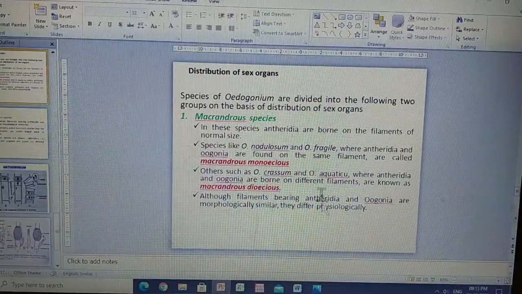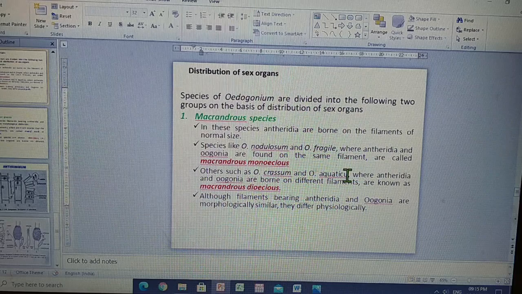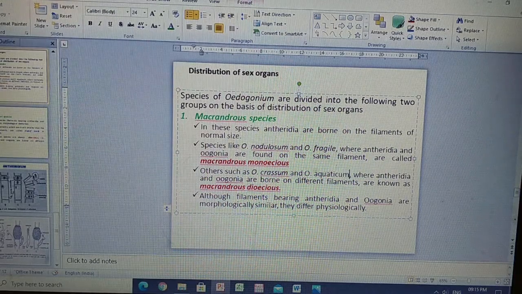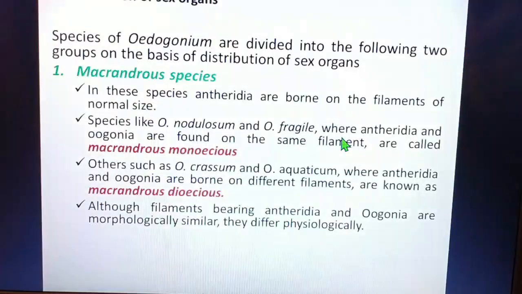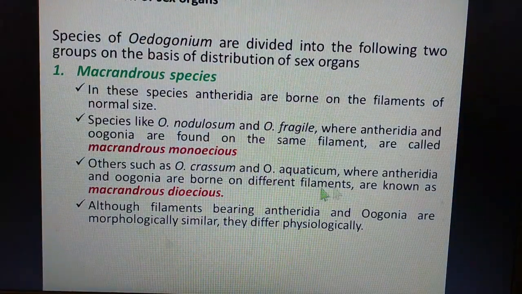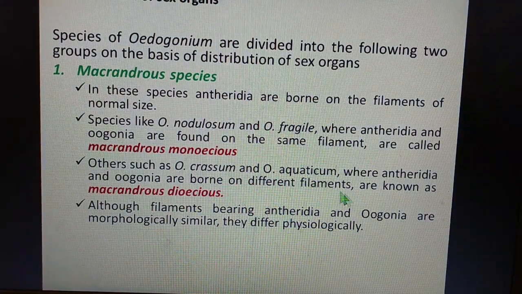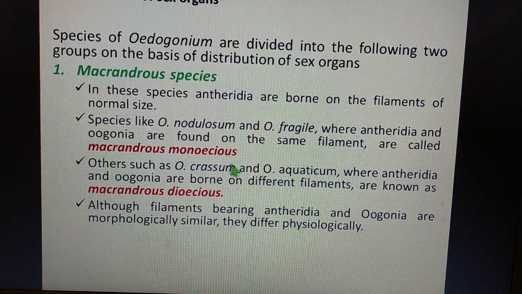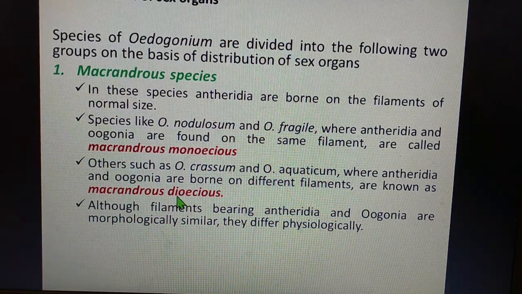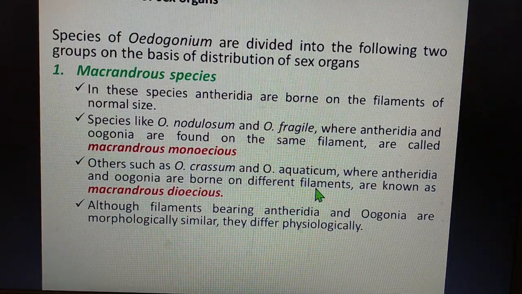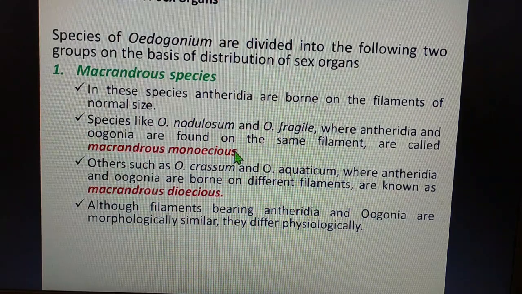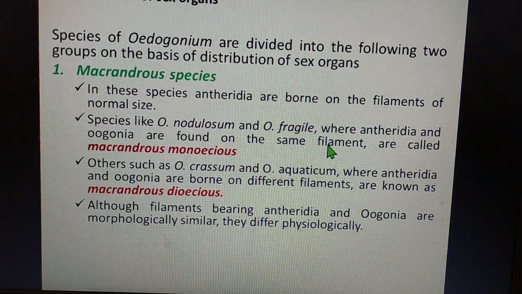have the antheridia and the oogonia borne on different filaments. Those species are known as macrandrous dioecious. Dioecious, why? Because the male and the female gametes are borne on different filaments. Monoecious, because they are on the same filament.